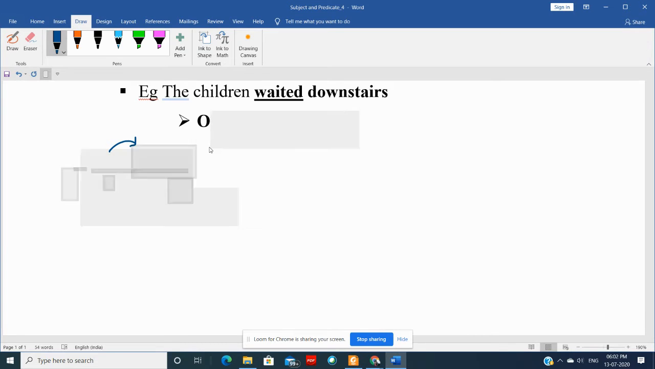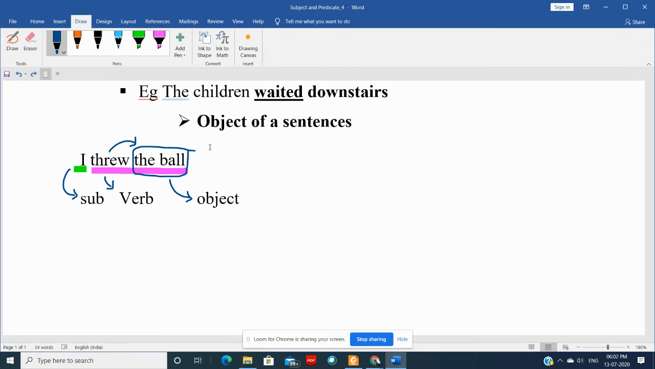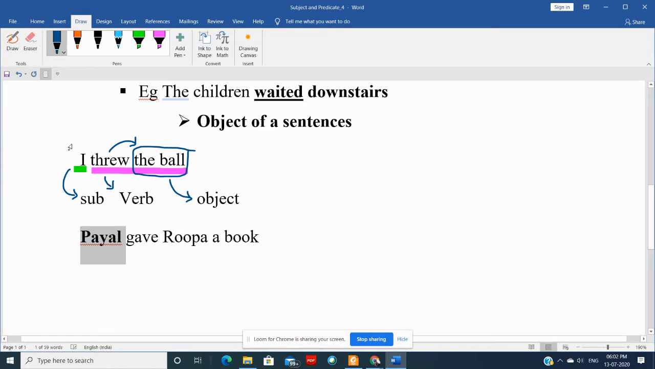For example, if I write, Payal gave Rupa a book, okay. Now, if you notice here, Payal, who gave? Payal. So that's your subject. Gave Rupa a book, this is your predicate, right? The basic segregation of a sentence is subject and predicate.